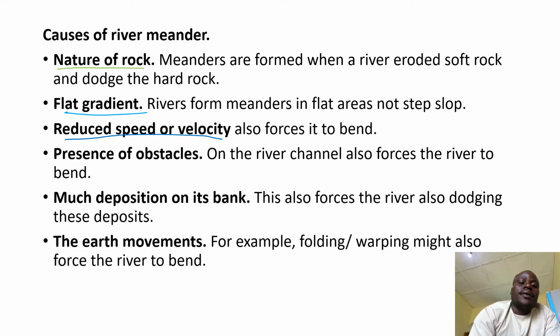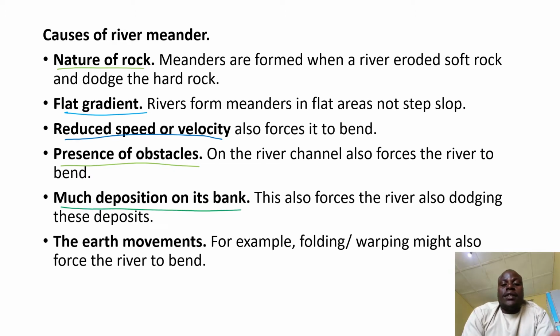Next, presence of obstacles, for example, rocks that stand in the direction of the river. So as the river knocks on these obstacles, it tries to dodge them and finally bends. Much deposition on the river banks. We have already talked about this. The river therefore tries to dodge these materials and it bends.